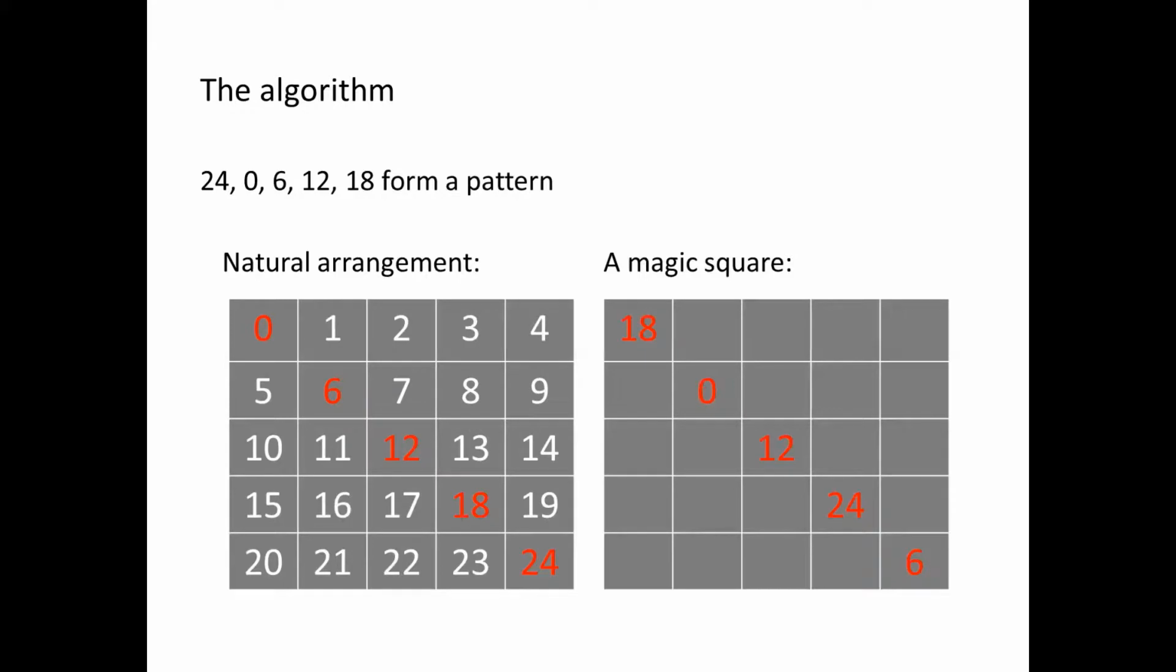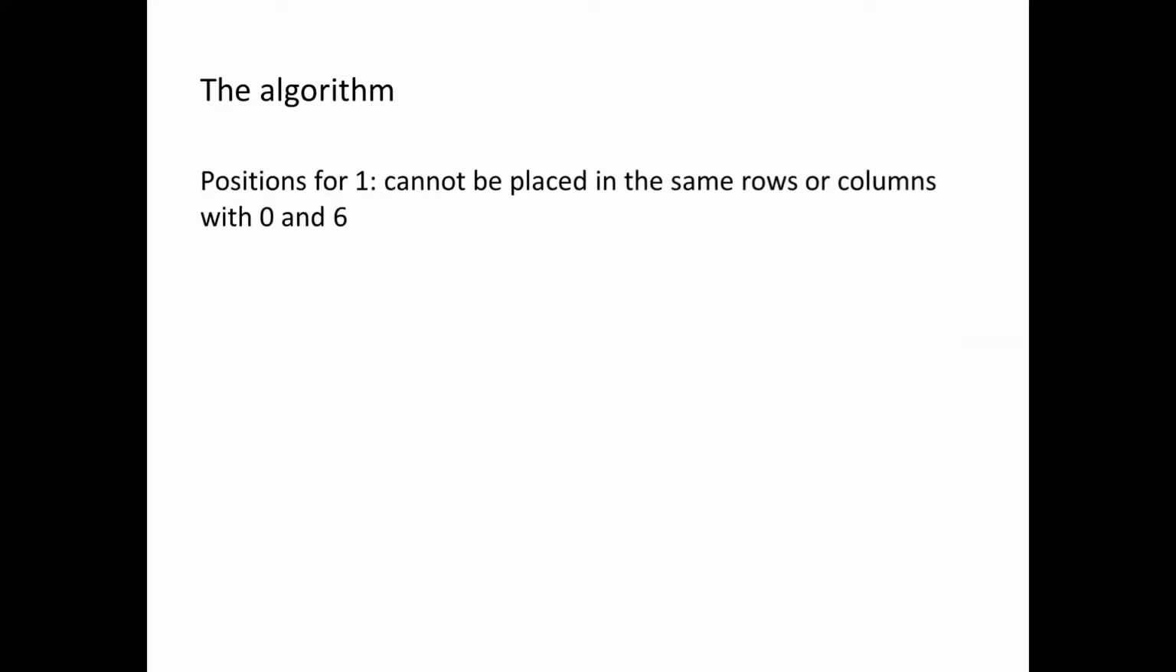Another example: if we put 0 in the second row, second column, we have to put 24 in the fourth row, fourth column. Then from 24 to 0, move up by 2 rows, move left by 2 columns, 24 to 0, and then the next ones are 6, 12, 18. This is the pattern, okay? And this is another possible solution for 0, 6, 12, 18, 24. So this is the first step.